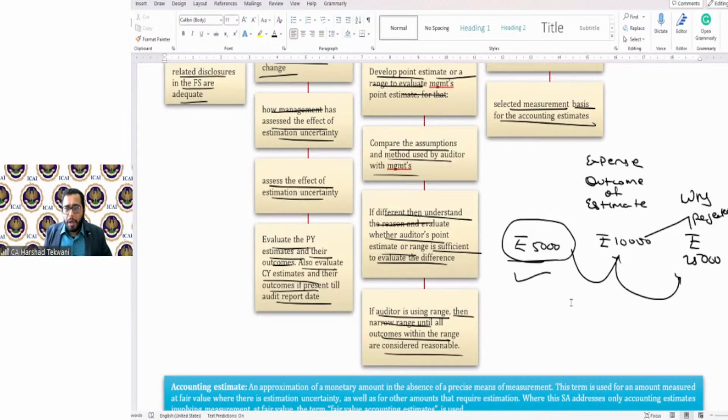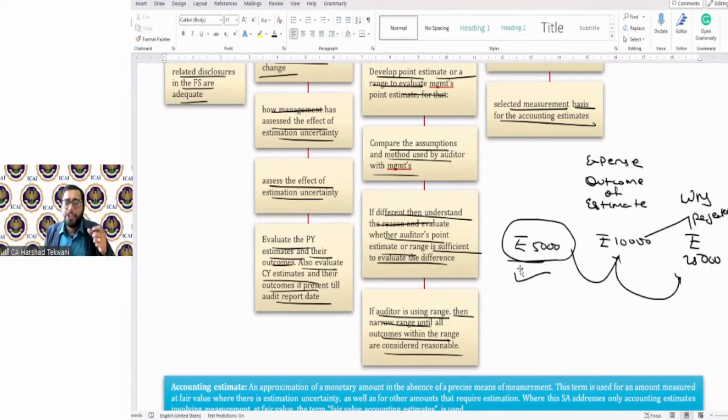Now, there is a question: what is the effect of estimation uncertainty? See, the more the uncertainty, the more difficult it is to come to a precise estimate. More the uncertainty, more the difficulty in finalizing the estimate, and more are the chances that your estimate is wrong. So the higher the uncertainty, the higher the risk that the estimate is incorrect.